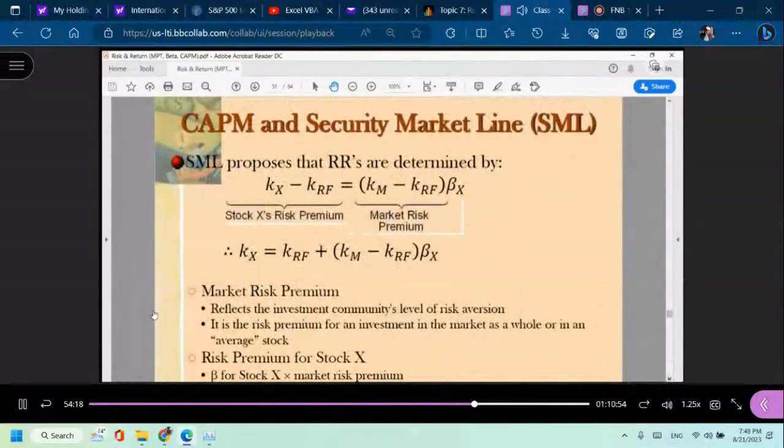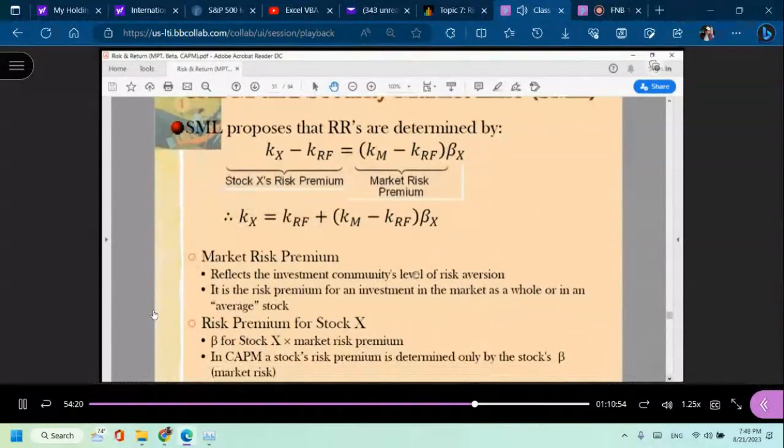So let's take a look at the CAPM. CAPM is basically a linear function. You should notice it's a linear function between the market risk premium on the market and the individual stock's risk premium. Now, take a look at this. What is risk premium? Risk premium is the excess return over the risk-free return.